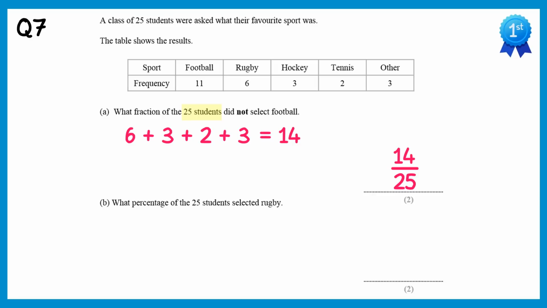For part B of the question, we need to write a percentage. There are 6 students that chose rugby, so as a fraction, that's 6 over 25. To turn this into a percentage, you just times it by 100. If you type this into your calculator, you'll get 24%.